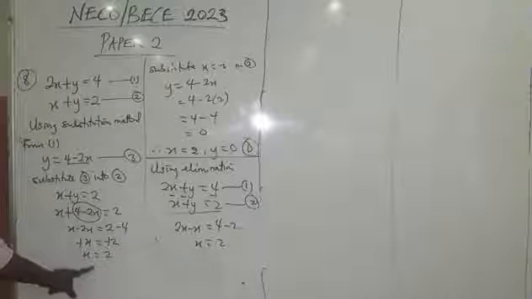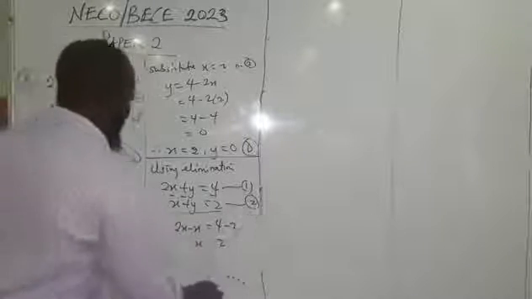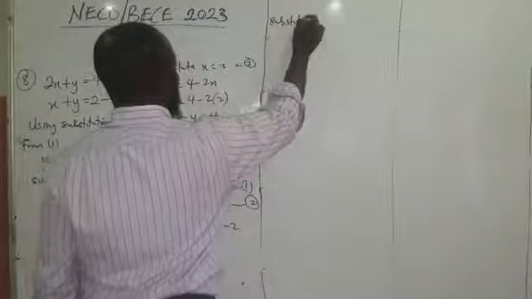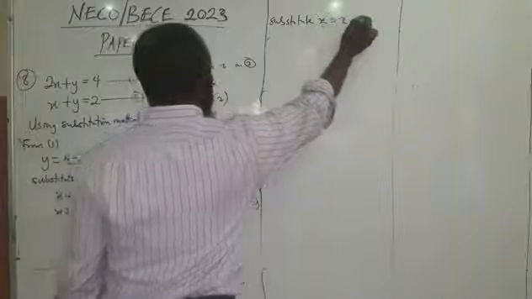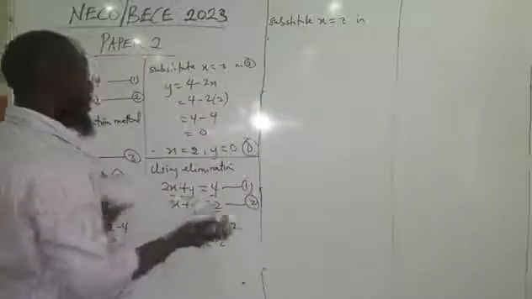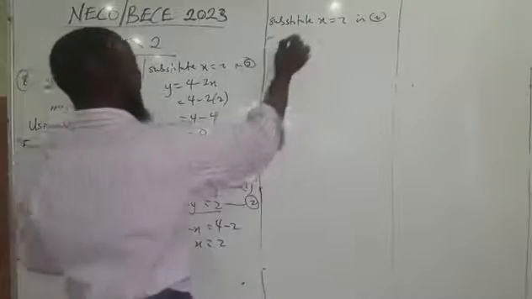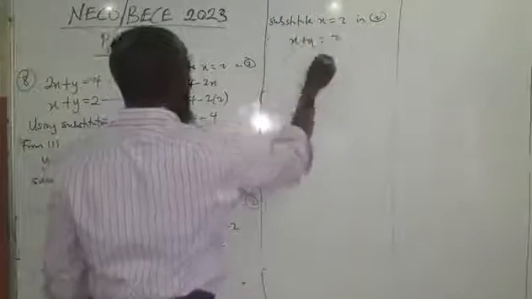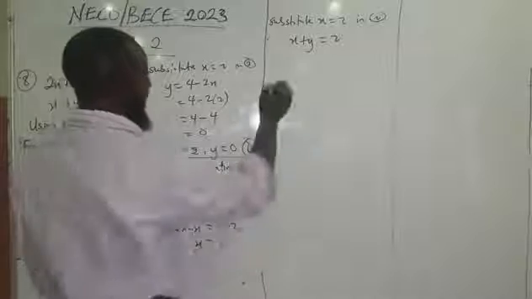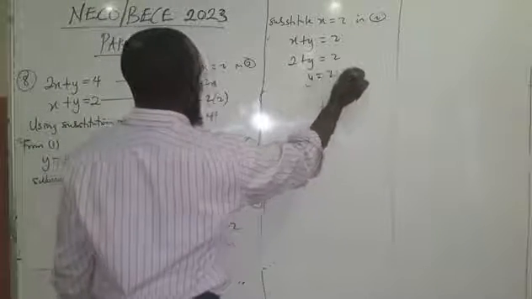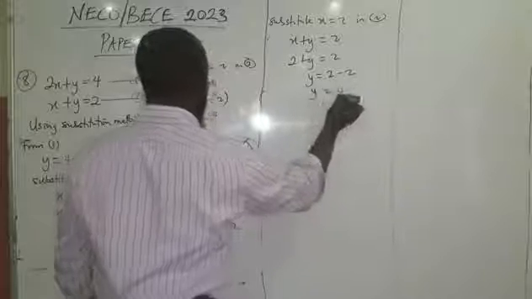Can you see? Then we substitute x equals 2 in any of the two equations. Let's say equation 2. So what is 2? x plus y equals 2. So wherever we see x, we put 2 here. This is 2 plus y equals 2. That is y equals 2 minus 2, then y equals what? 0. We see the same thing.